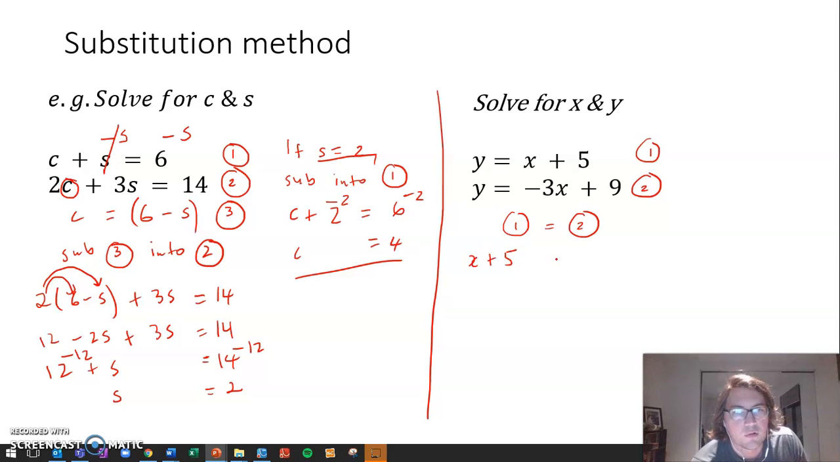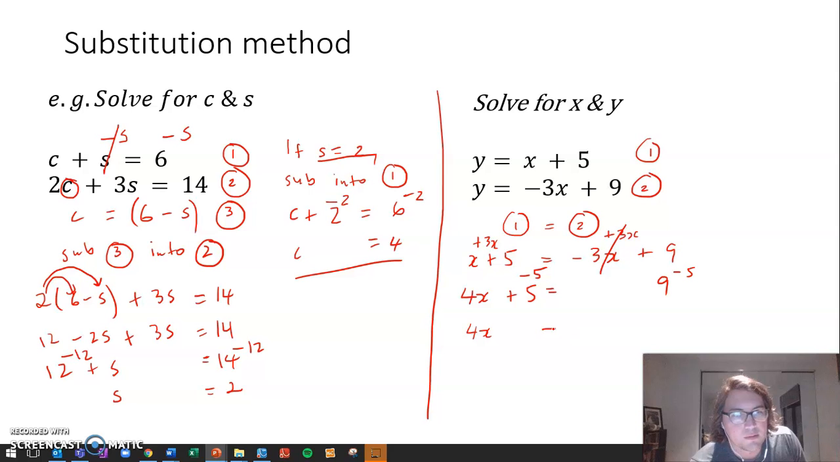So I can say x plus 5 is equal to negative 3x plus 9, and I can solve for x. I want to get all my variables on one side, so I want to get rid of this negative 3x. I'm going to plus 3x to this side and plus 3x to this side. That will cancel out, and this becomes 4x plus 5, that's equal to 9. I want to get rid of this 5, so I'm going to minus 5 from this side and minus 5 from this side.